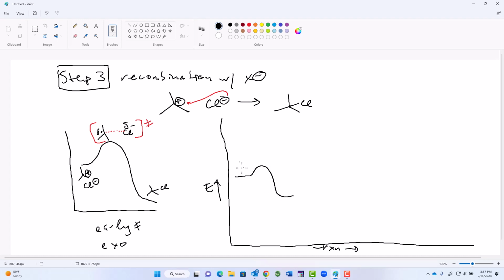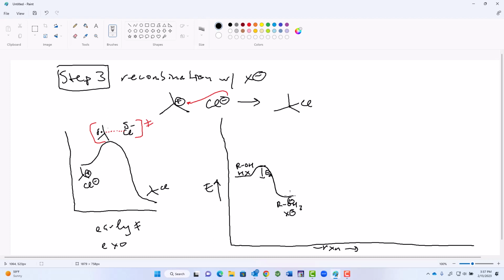So again, this is our ROH plus HX going to ROH2 plus X minus. So that's the protonation of the alcohol. This is going to be a very small activation energy. It's fast, and it's going to be exothermic.